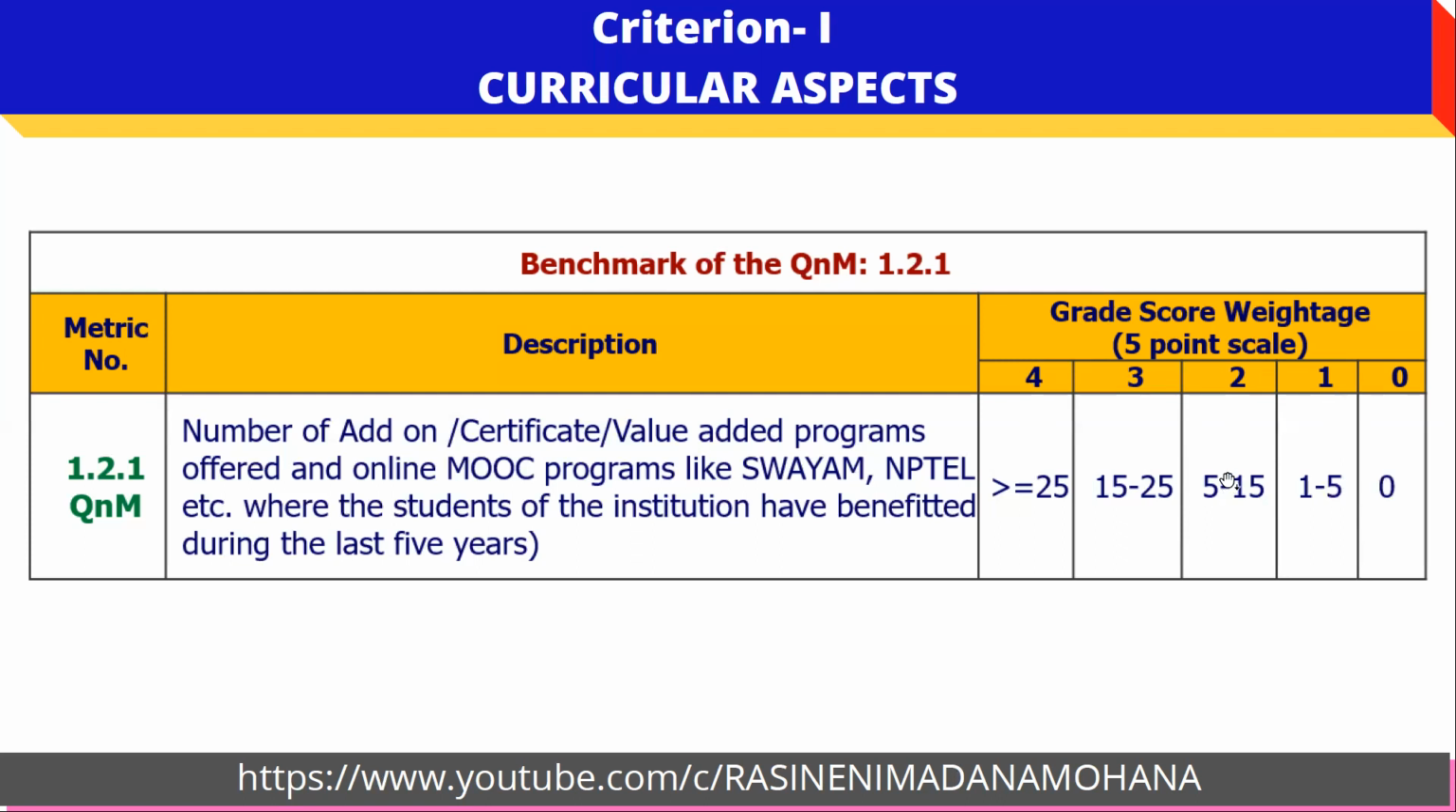So at least you can try for the full score, 25 minimum courses. Then worst case, you can stick to grade 3, 15 to 25. Like that. So every department, suppose you can plan 3 to 4 courses per semester, for the entire set of departments. So multiplied, easily you will get scores like this. So this is the benchmark of the quantitative metric 1.2.1.